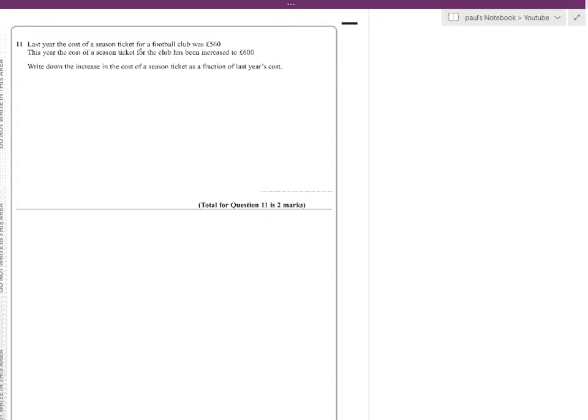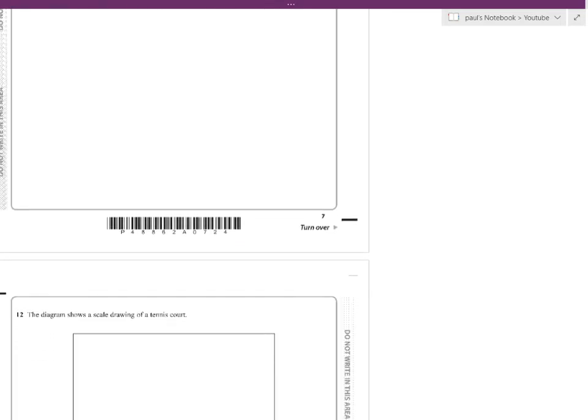Last year, the cost of a season ticket for a football club was £560. This year, the cost has been increased to £600. Write down the increase of the cost of a season ticket as a fraction, where the increase is £40 and that was £560. It doesn't say simplify, so just leave it as it is.